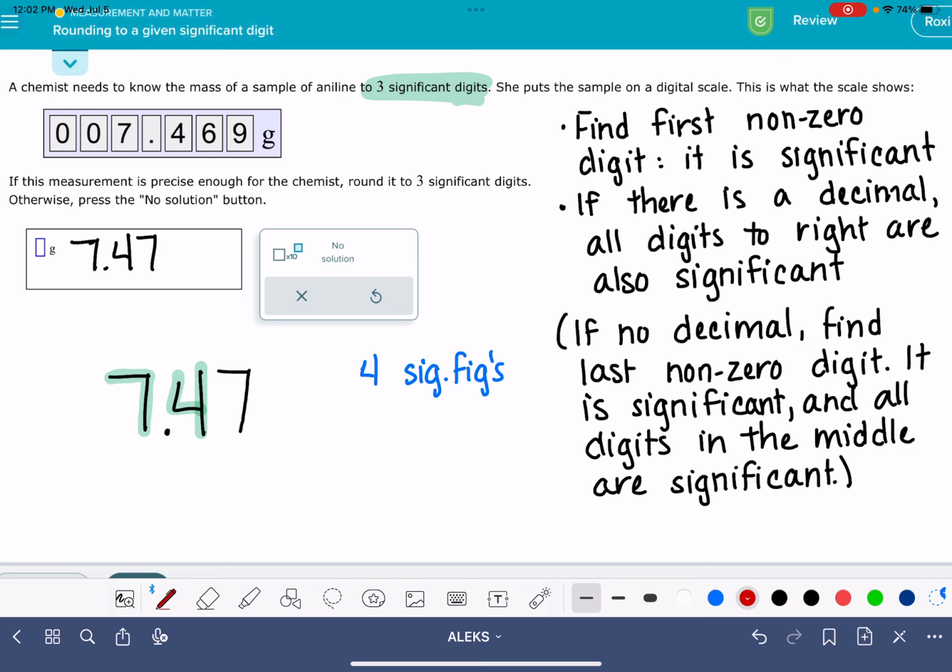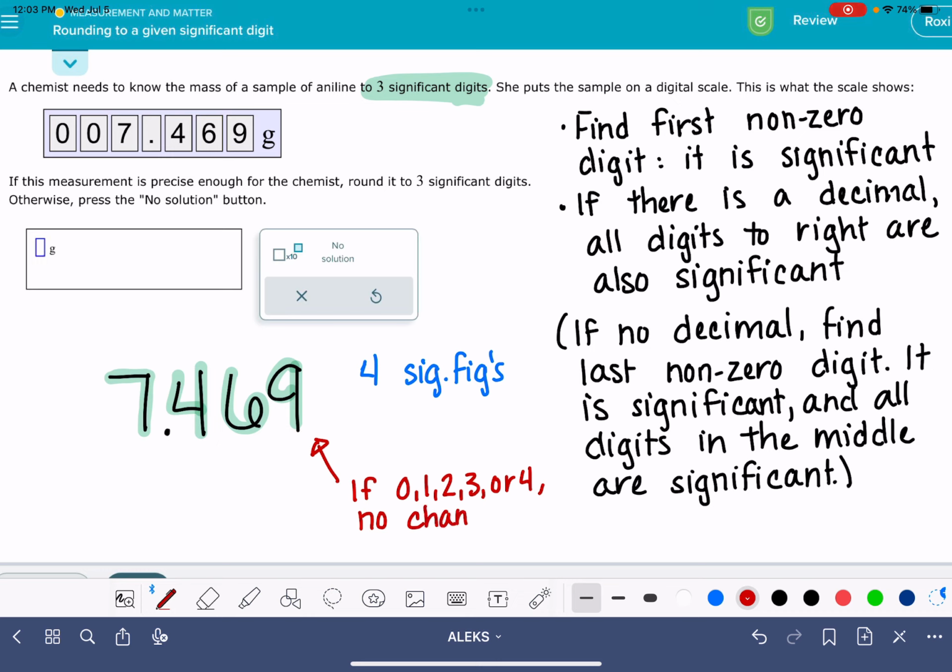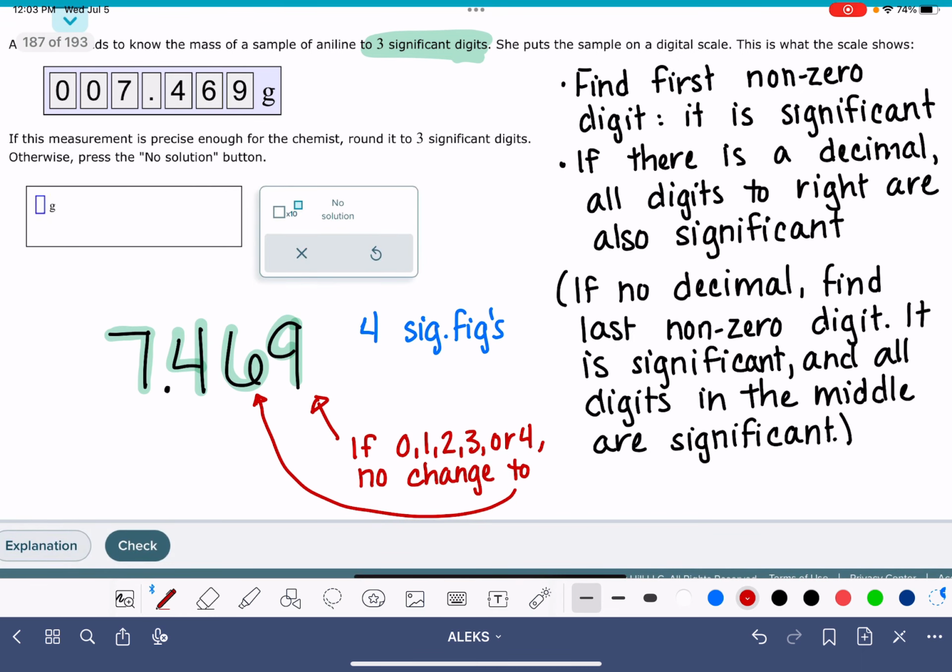And just as a little rule of thumb, the number that we are removing, if it is a 0, a 1, a 2, a 3, or a 4, we're going to make no change to the number that was immediately prior. If it is a 5, a 6, a 7, an 8, or a 9, we are going to round that digit up to the next highest number.